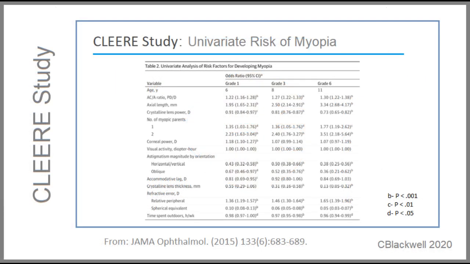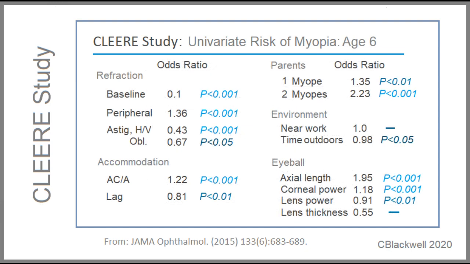This is the full results table from the article with the odds ratio for each variable. I don't want to push into a lot of detail here because it is the conclusions that are important. Note, visual activity in diopter hours is a measure of near work. The results for age 6 showed most of the factors had some relation to later myopia, but of variable strength. Near work had an odds ratio of 1.